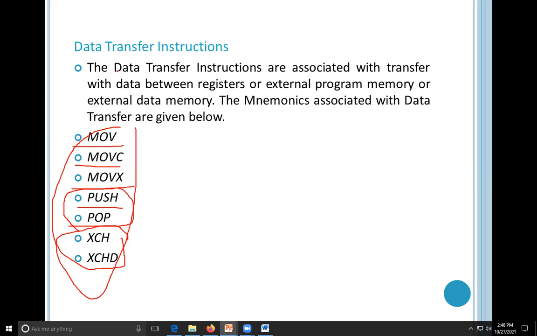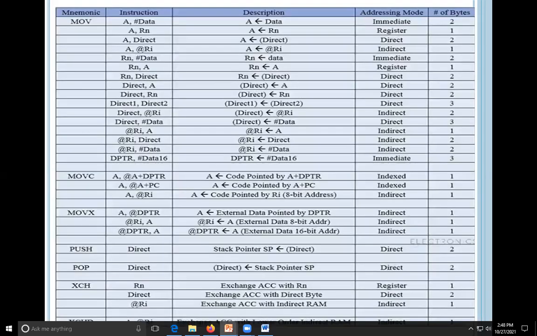What is data transfer? Data transfer instructions are associated with transferring data between registers and external program memory or external data memory. So we will discuss these instructions one by one.